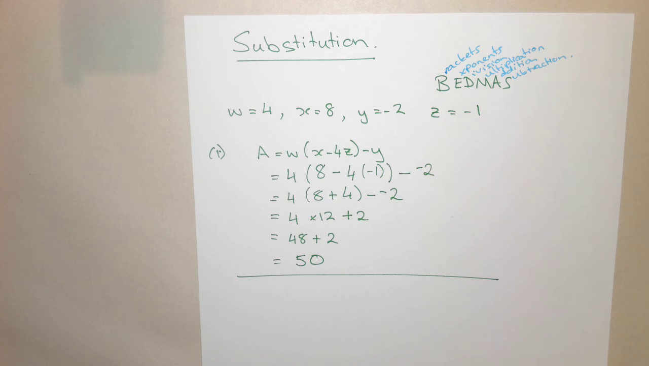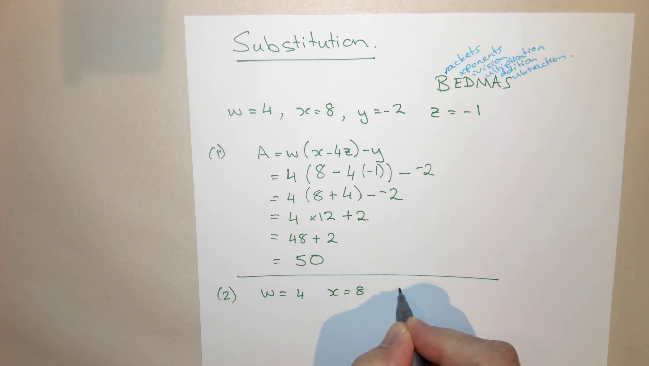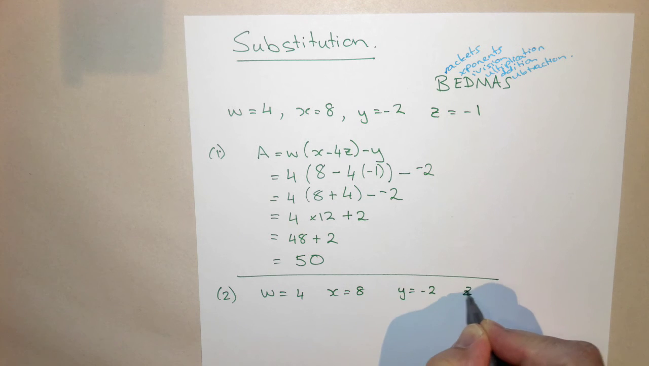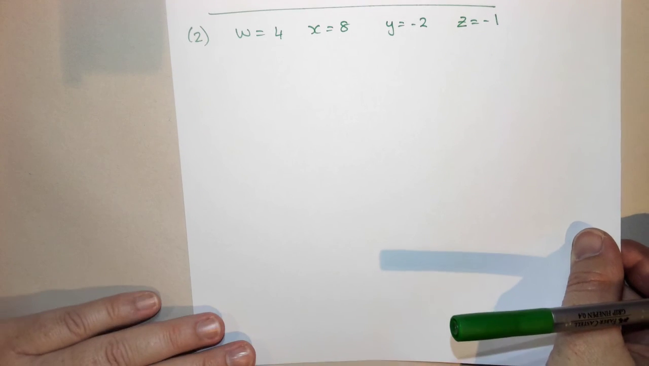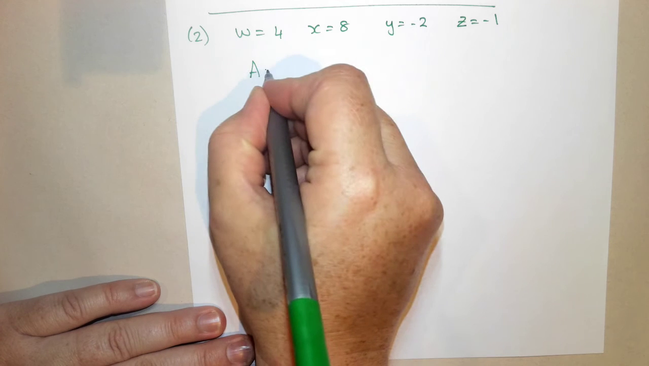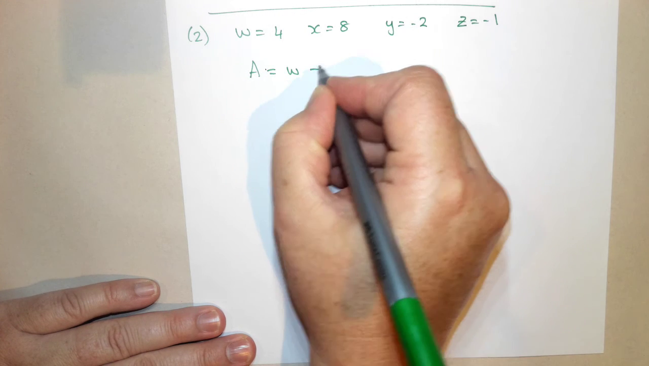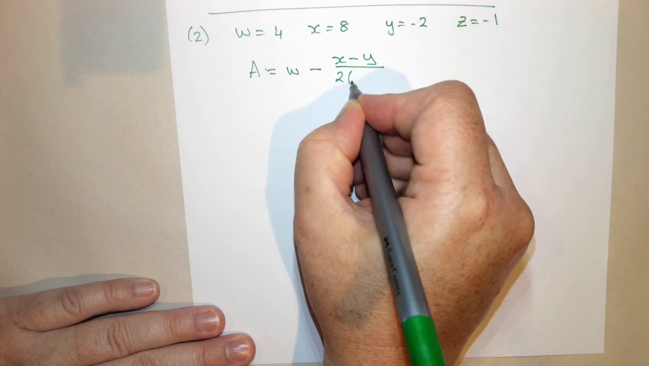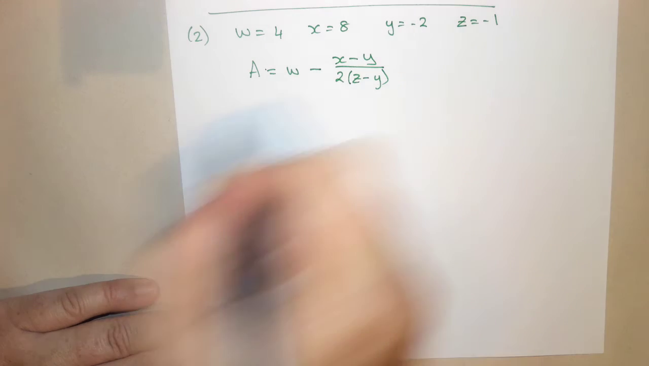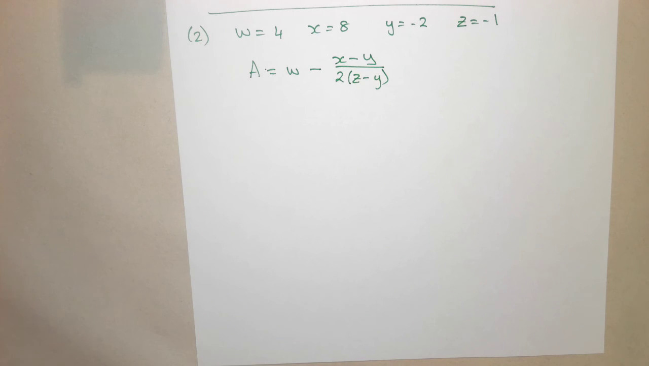We've got the same values of this, so this is going to be question number 2. I'm still going to have W equals 4, X equals 8, Y equals -2, and Z equals -1. So those are still the same. And what I'm going to do now is I'm going to have a different formula that I'm going to substitute into. So I've got the formula now, A equals W take away X take away Y over 2 bracket Z minus Y.